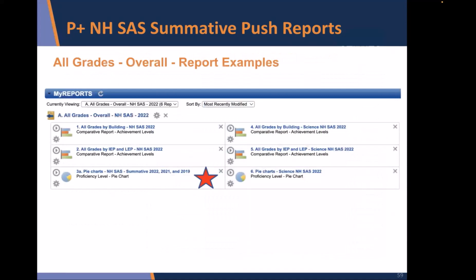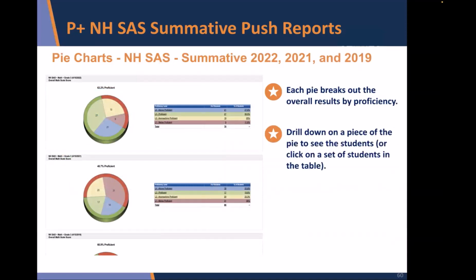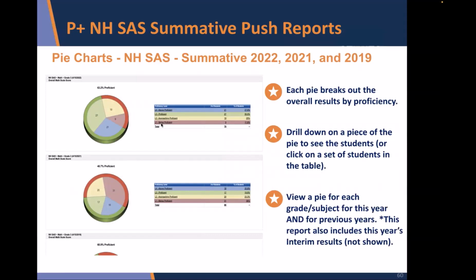The next report is a pie chart. So this is the summatives. And what this is going to do is show you 2022, 2021, and 2019. So each piece of pie breaks down the overall results by proficiency. You can again drill down into any of these above proficient, below proficient, and whatever that is there. And you can click on these pieces of the pie as well. So you can get right down into those for the proficiency pie charts.